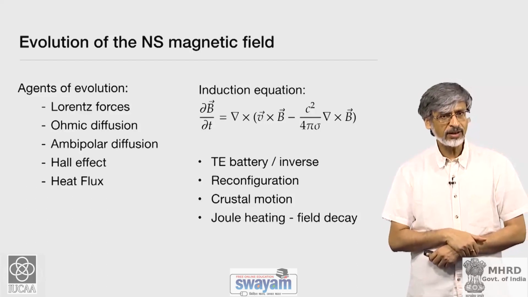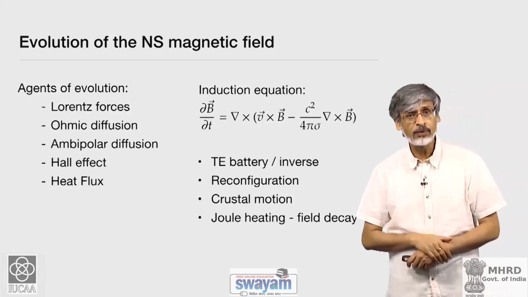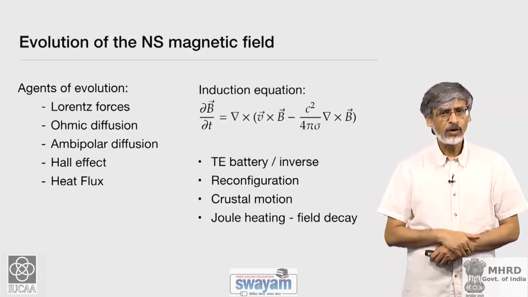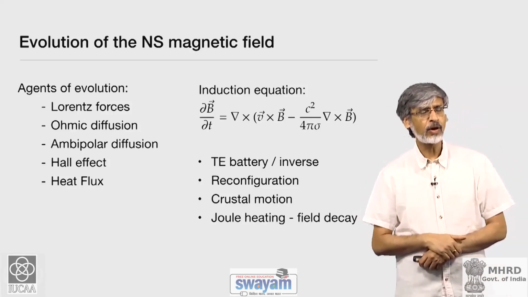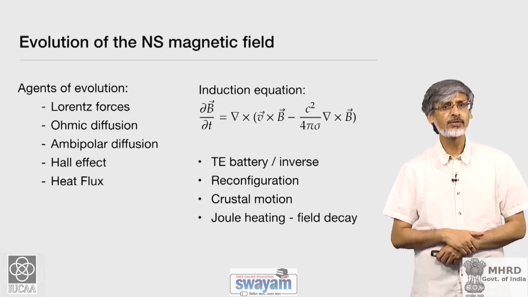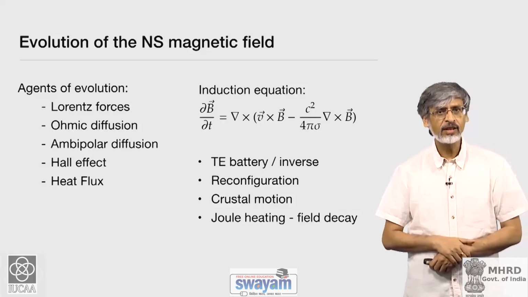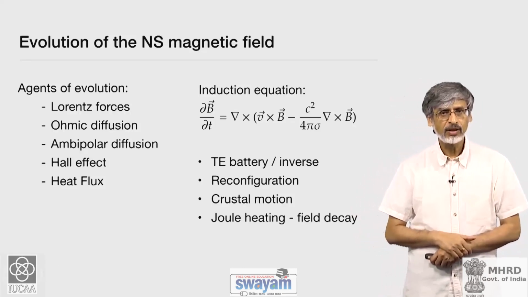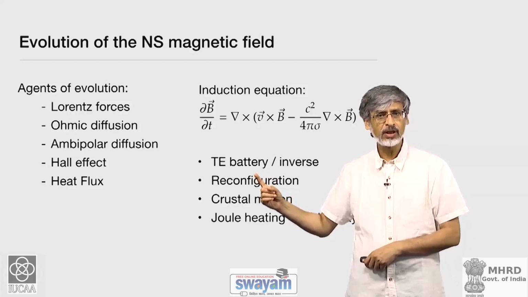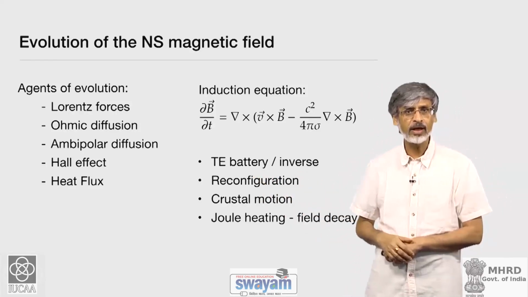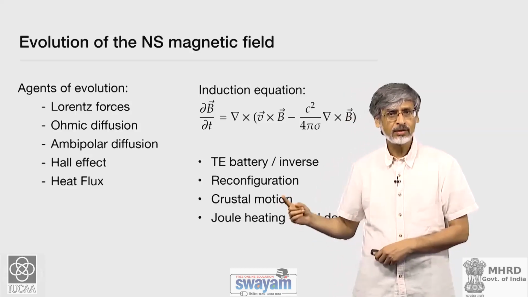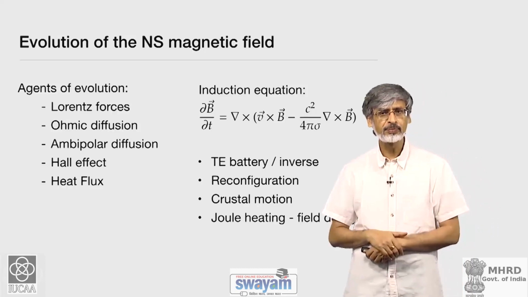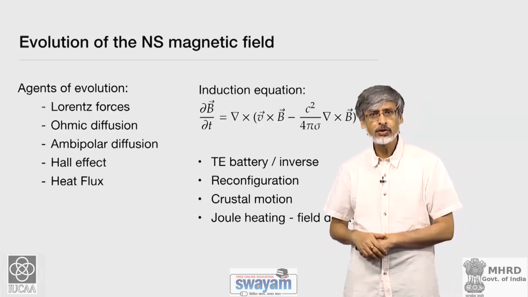Then you do have Hall effects, and you do have a heat flux, because the neutron star is hot in the interior and heat leaks out over time, or if the neutron star accretes matter on the surface and the surface becomes hot and some heat may be going inside, and all of that can contribute to the evolution of the magnetic field. There are various mechanisms which people have proposed: a thermoelectric battery or inverse thermoelectric battery, reconfiguration of the field. The motion of the crust can also contribute to the field evolution, as well as Joule heating.